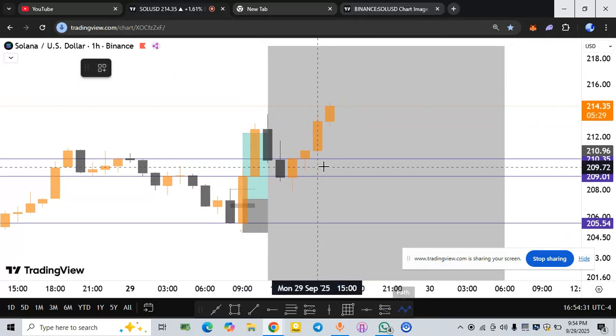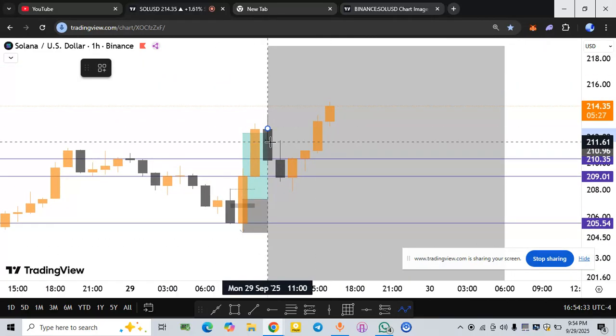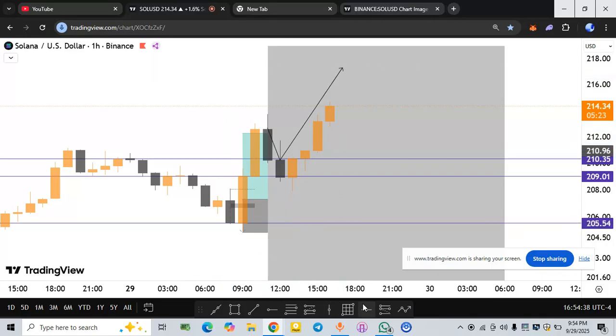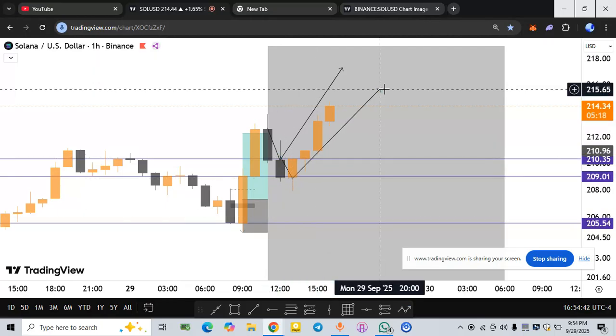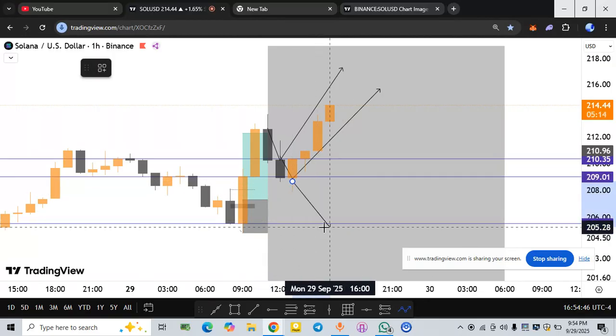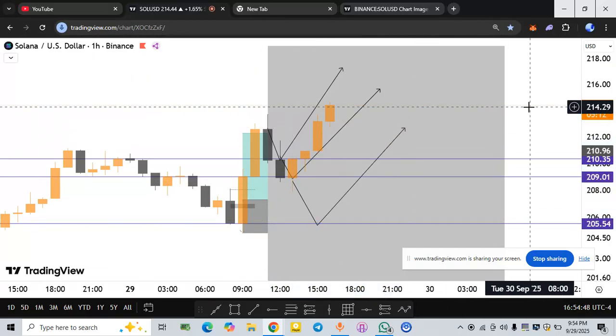am I expecting for price to do? I'm expecting price to do three things: either tap this area, then pump from there, or come down, tap this area, pump from there, or come down, tap this area, and boom.